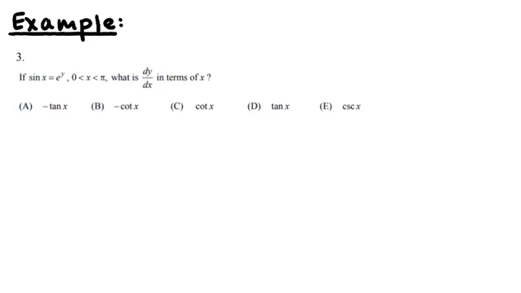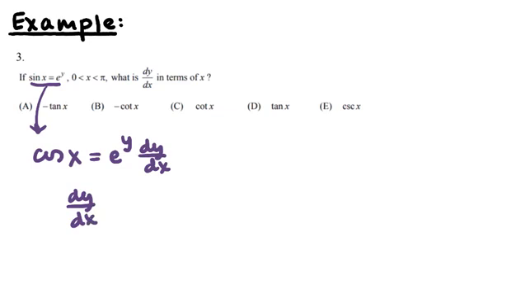What I'm going to do is take the derivative of both sides of this equation with respect to x. So that means that cosine x is the derivative of e to the y, which is e to the y, but the derivative of y is dy/dx. So got to remember the chain rule. Okay, and meaning that dy/dx is equal to cosine x over e to the y.